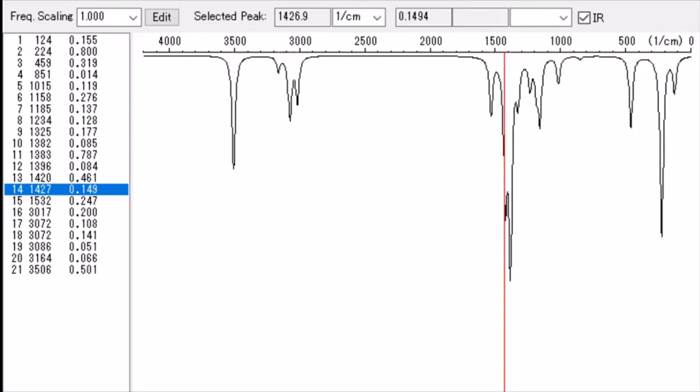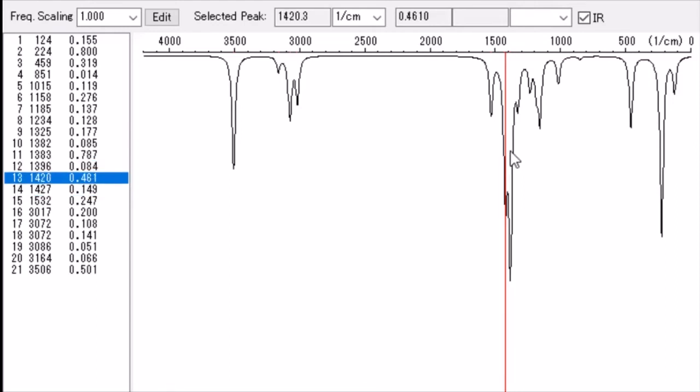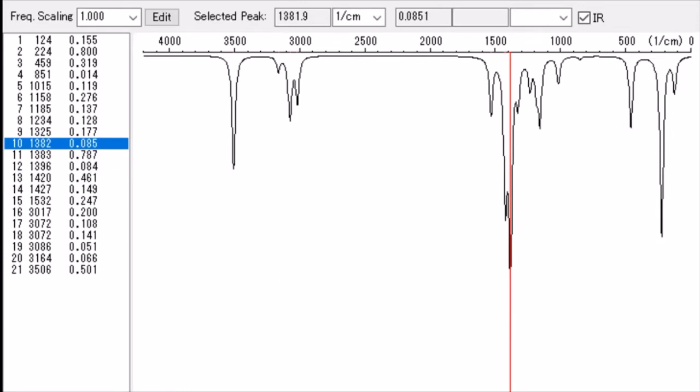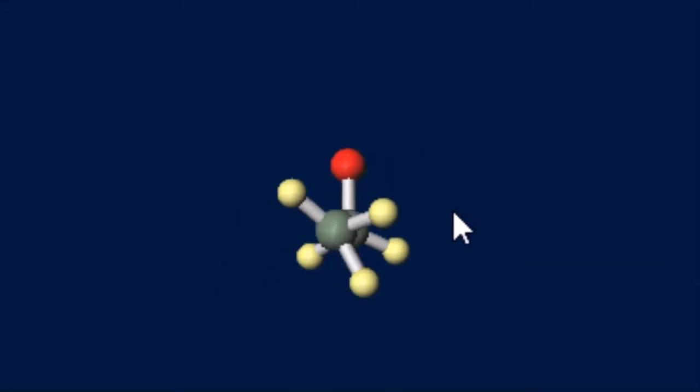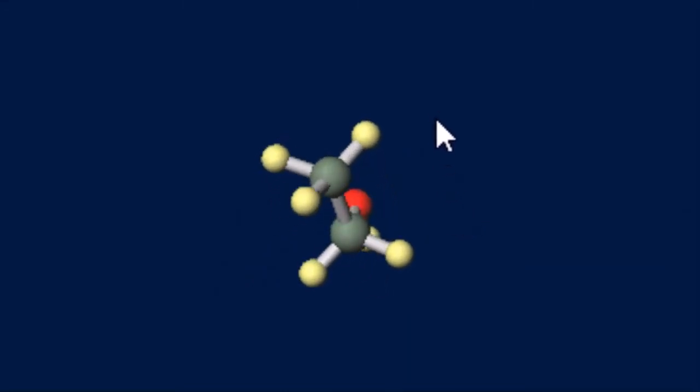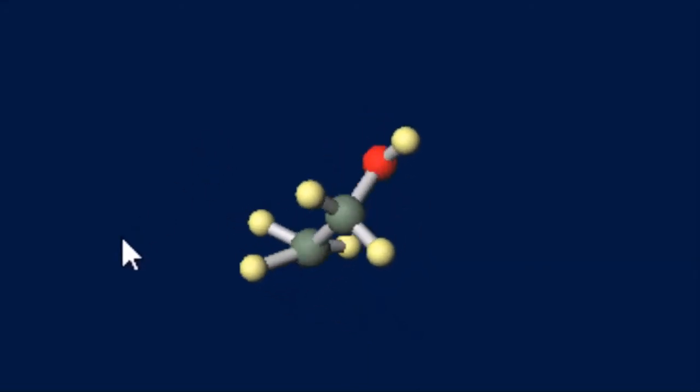It takes time for me to animate. Okay, let us take this as an example. Let us take this vibration. You can see here. Let me rotate the molecule in a different direction so that you can see what kind of vibration that is, how it looks for you.